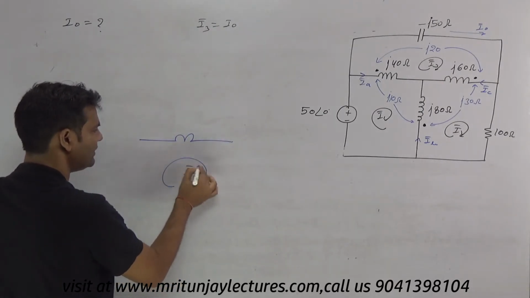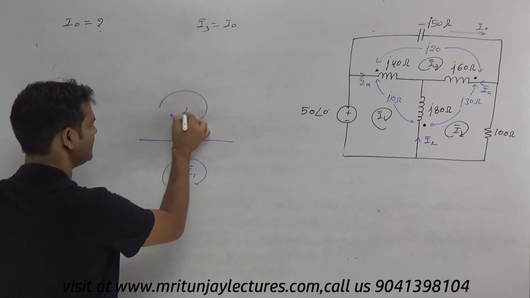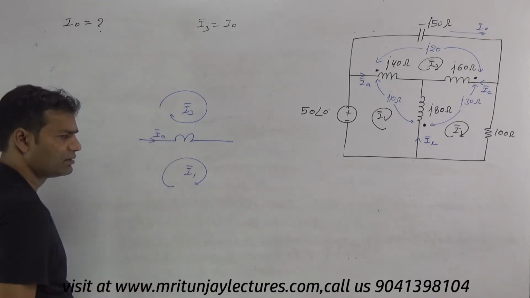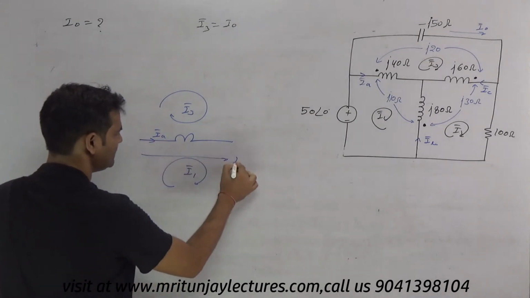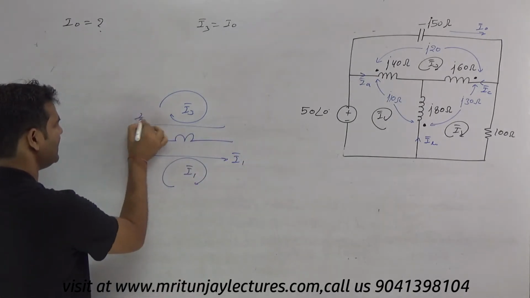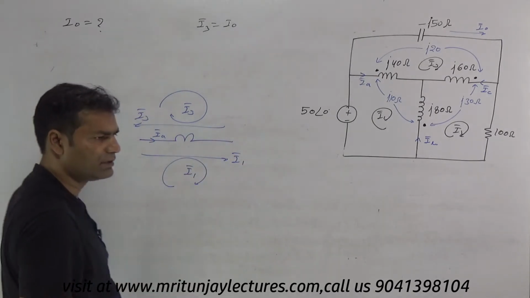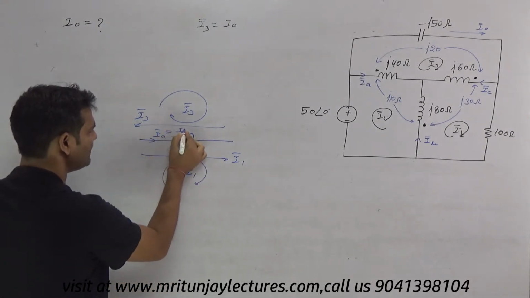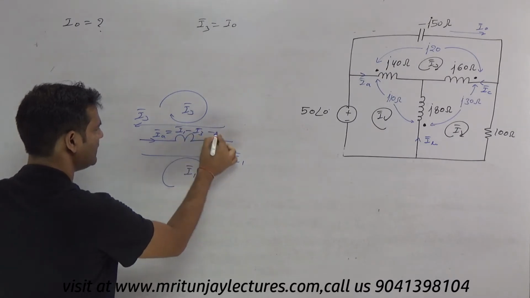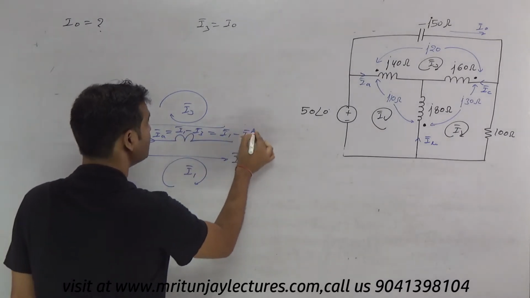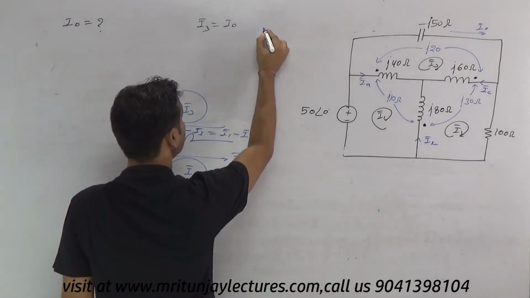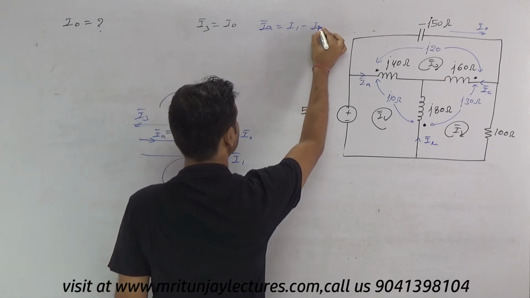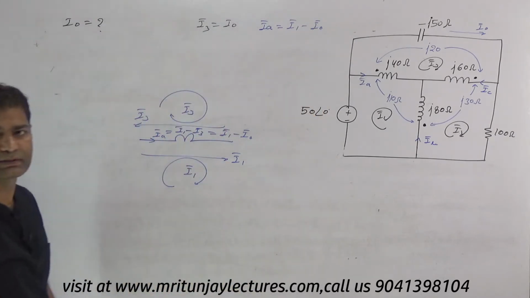I1 direction loop current I1 and loop current I3, and branch current IA. What about IA? Direction of I1 is like this, direction of I3 like this. So if you want IA in the direction of I1, it is written as IA equal to I1 minus I3, or I1 minus I naught. So IA is equal to I1 minus I naught. Clear? First of all make it.